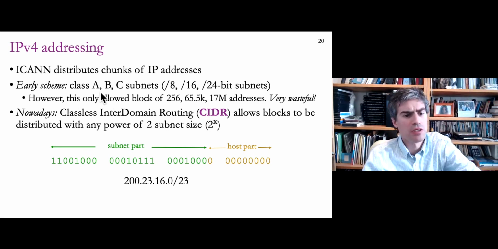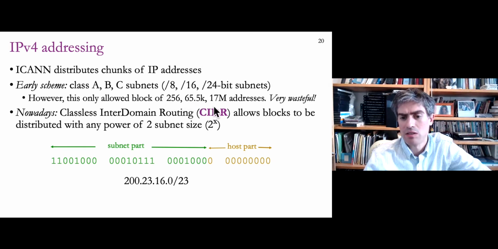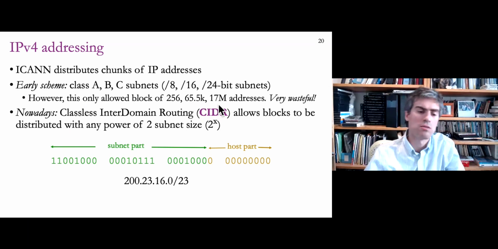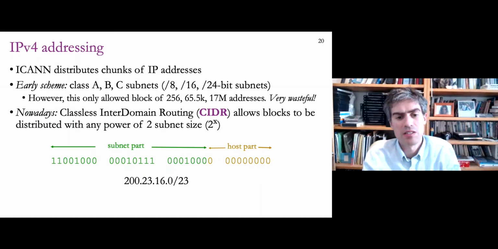At first, they were using what's called Class A, Class B, and Class C subnets, which are chunks of IP addresses that are /8, /16, or /24 subnets. So if you do the math on that, 2 to the 8, 2 to the 16, 2 to the 24, those are blocks of either 256 or 65,000 or 17 million addresses. So they had 3 different sizes of addresses. So if Northwestern wanted IP addresses, it would go to the ICANN, it would make a case, it would say, we need some addresses, give us a chunk.